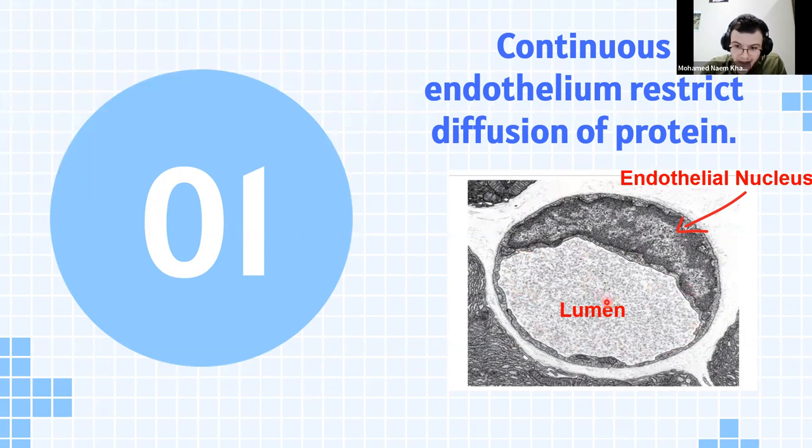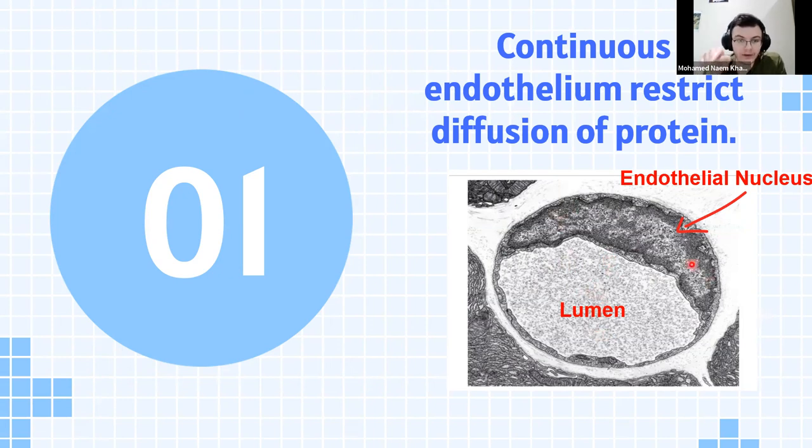This is the lumen, and this is the lumen that has the blood cells, the white cells, the platelets, the leukocytes, the macrophages. I mean, the macrophages that are inside the blood, they are here. So basically, this is the lumen, and this is the endothelial nucleus.